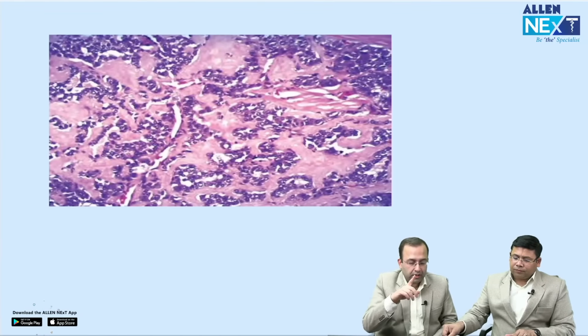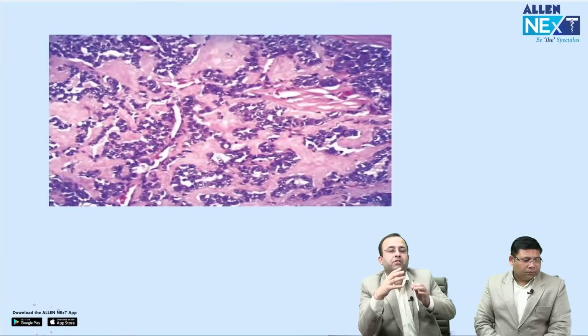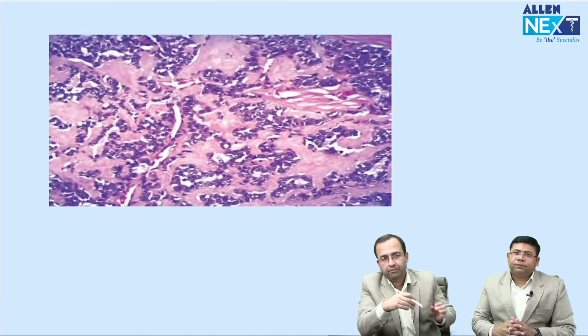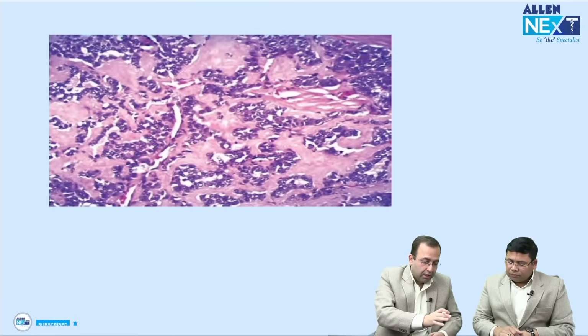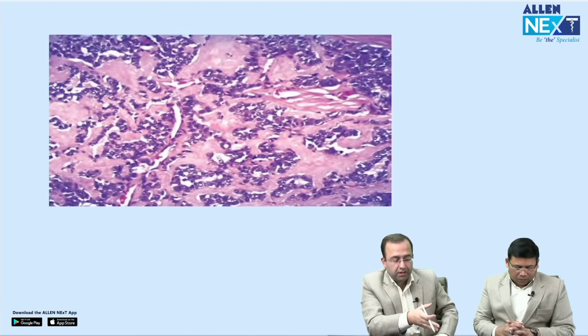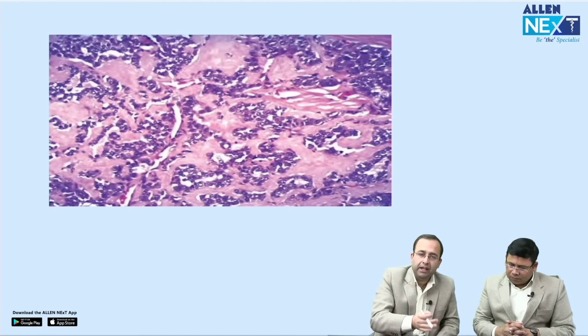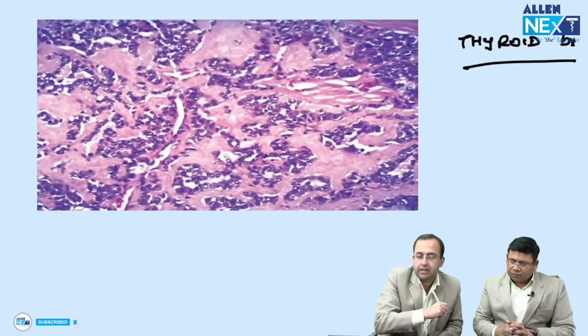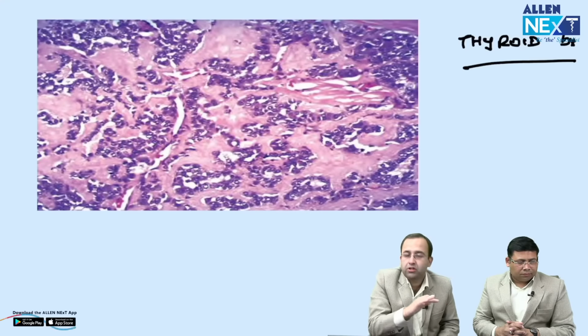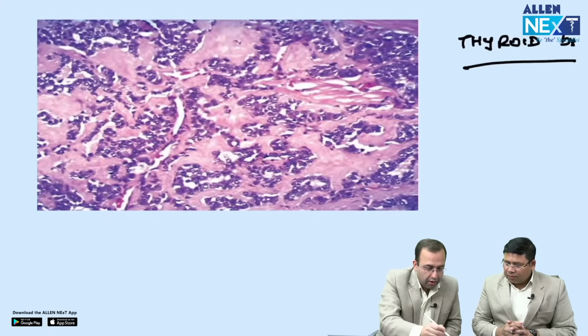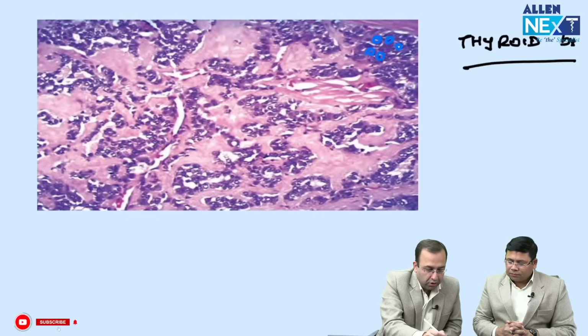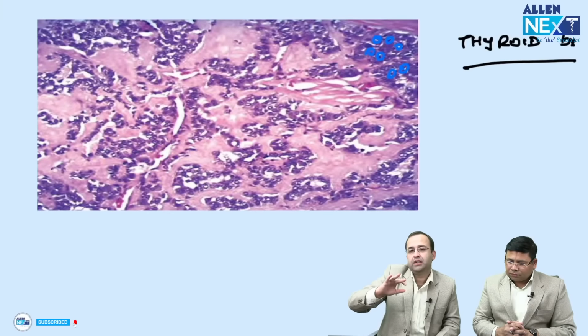This is not Hurthle cell. In Hurthle cell, you see the presence of large cells with abundant cytoplasm, which is highly eosinophilic in nature. This is not Hurthle. Next, this was a past year question, I think from the mid-year INI two years ago. It was given that it is a thyroid biopsy showing the presence of these cells. Now, these are sheets of tumor cells. All these blue cells that you are able to see here are the tumor cells present in sheets.